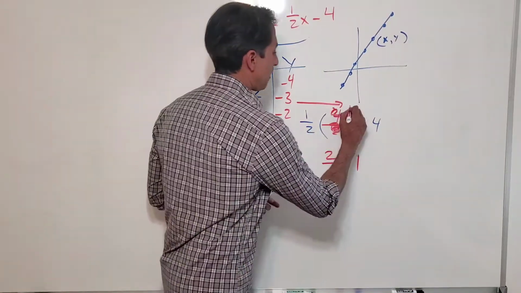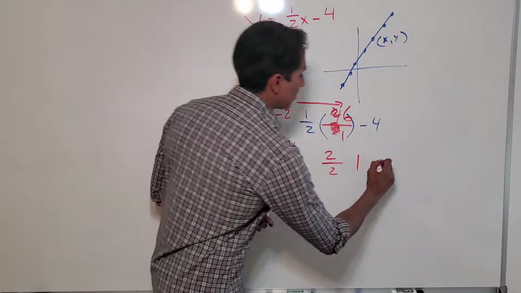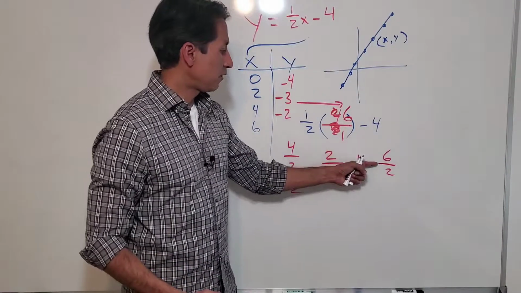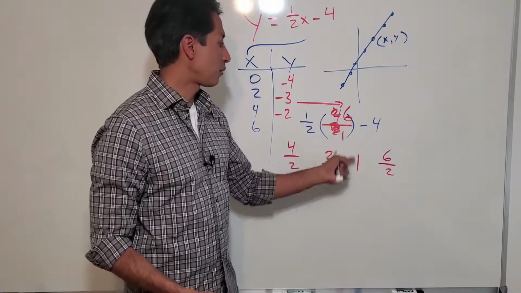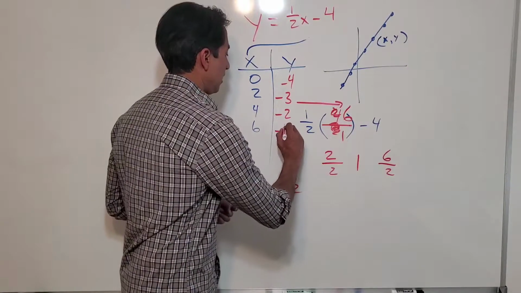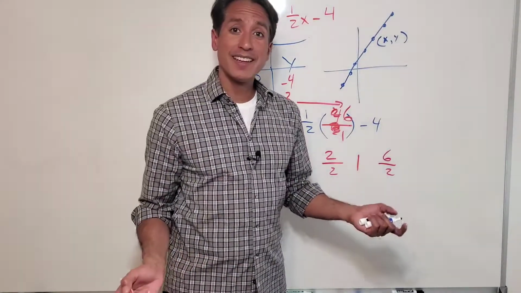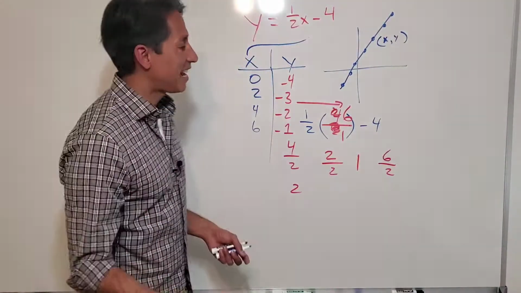6 goes on the top, okay? 1 times 6 is 6. 2 times 1 is 2. 6 divided by 2 is 3. 3 minus 4 is -1. Okay? Now, I'm done, right? Wrong. Take it to that next step.